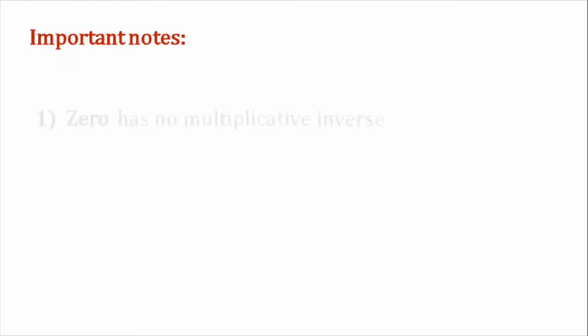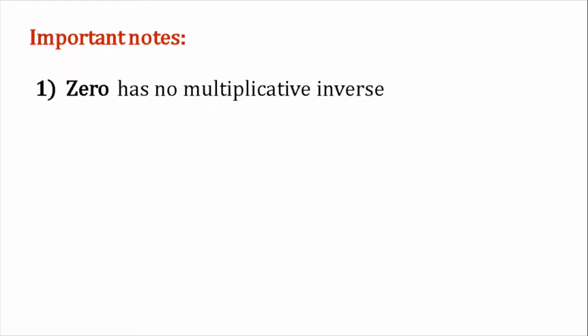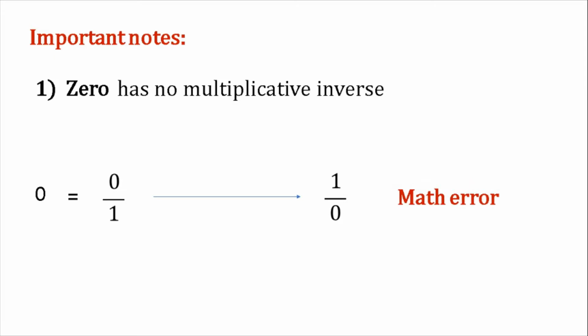Important notes. Number 1, 0 has no multiplicative inverse because the number 0 can be written as 0 over 1. So the multiplicative inverse will be 1 over 0. And when we write it on the calculator, we get math error. So 0 has no multiplicative inverse.